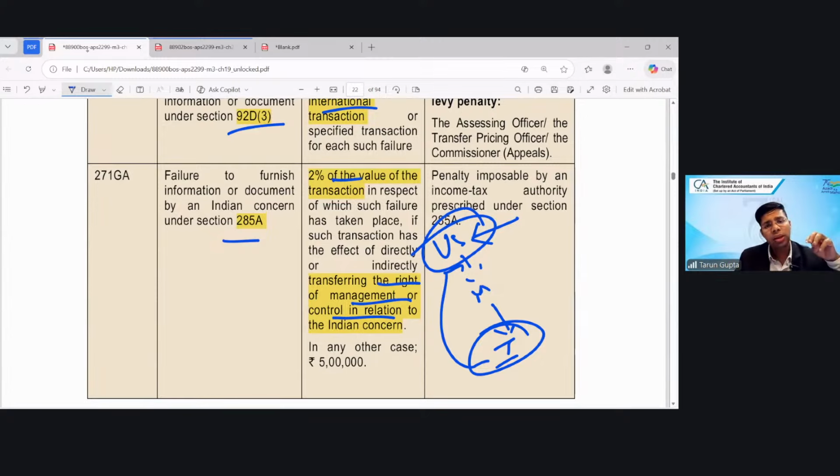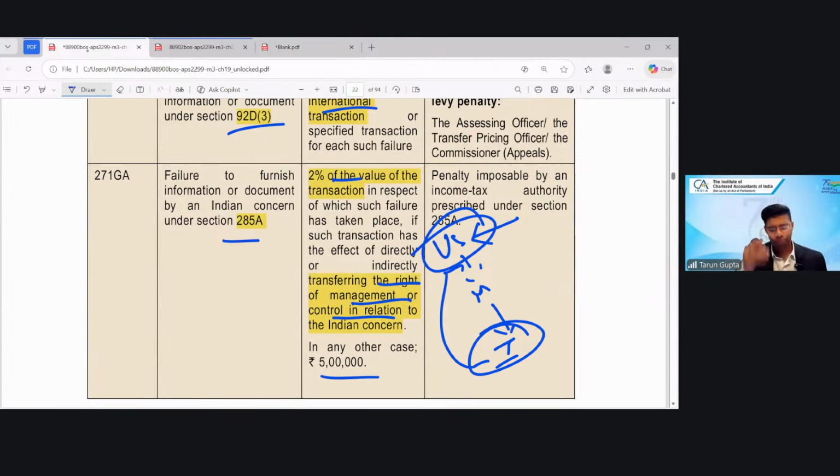But on account of this transfer of shares of the ultimate holding, if there is no transfer of control and management of the Indian company, then the penalty is only 5 lakh. You understand? In the first case, the impact, the loss, the risk to the tax authorities is huge, substantial. Therefore, the amount of penalty is also substantial. In the other case, it is not so substantial.